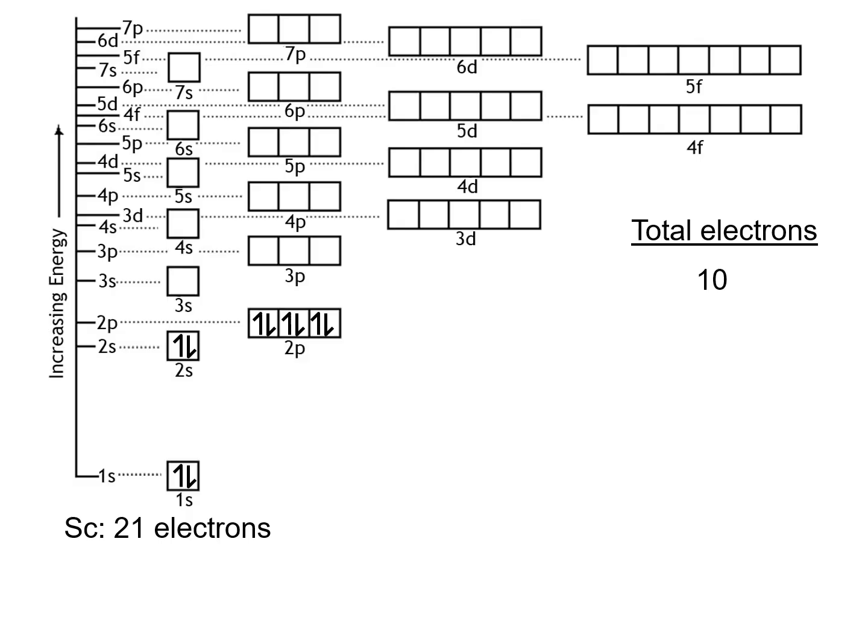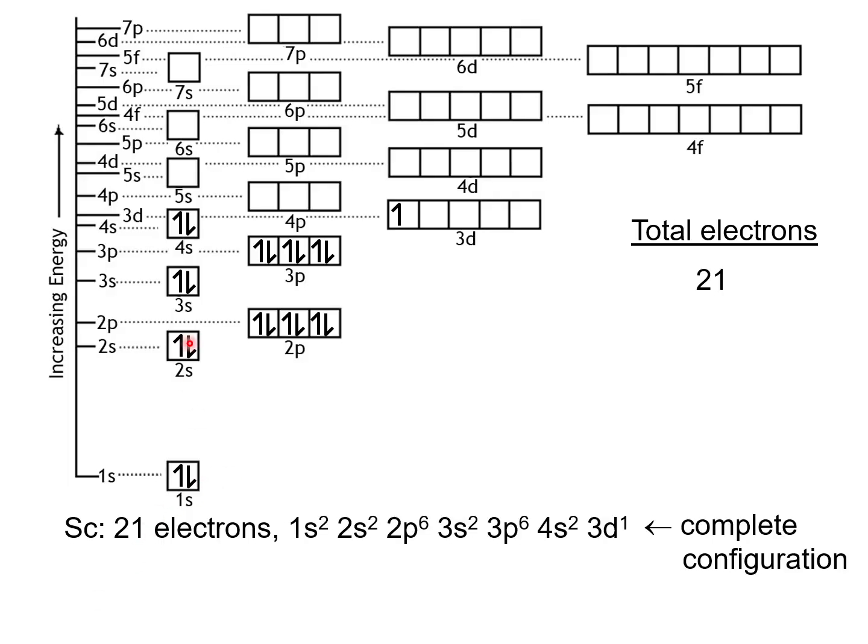And then we go up to 3s, 11, 12. Next energy level is 3p. So 13, 14, 15, 16, 17, 18. And then you say, all right, next one up is 4s. So 19, 20. And then that last electron, we look at the y-axis to make sure we don't get confused by this diagram. So the next energy level, sublevel, is 3d. So our electron configuration is going to be 1s2, 2s2, 2p6, 3s2, 3p6, 4s2, 3d1.